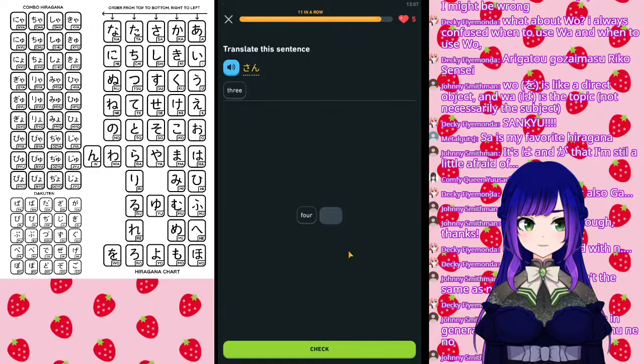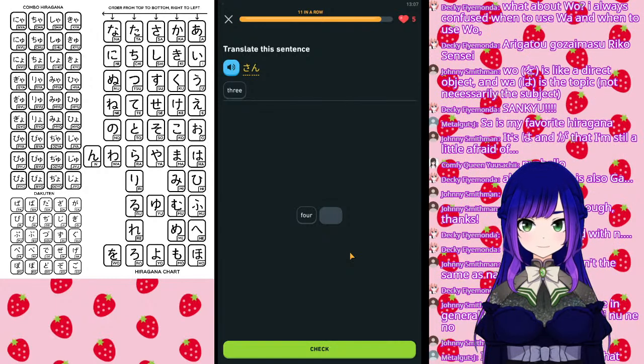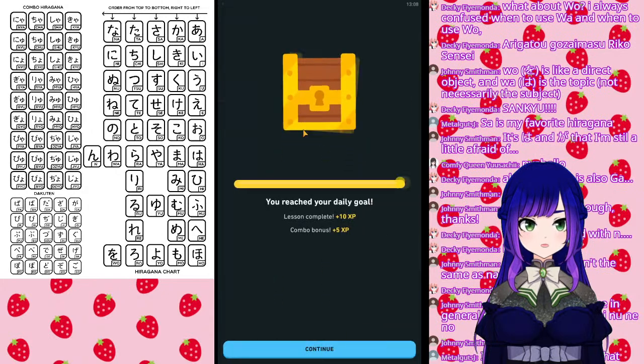3 is 3. Numbers go like this: 1, 2, 3, 4 or 4, either way. 1, 2, 3, 4, 5, 6, 7 or 7, 8, 9, 10. That's 1 to 10. I'm sure we'll do it later on in the Duolingo.